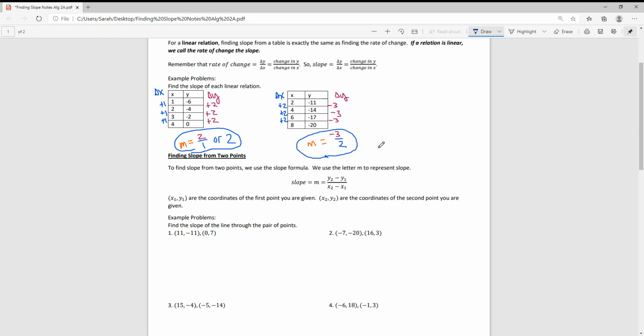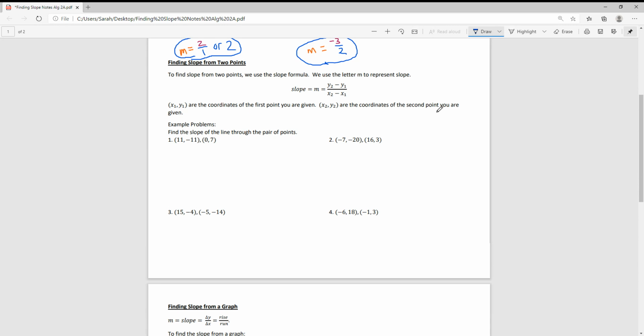It will become more important when we actually go to graph, but always leave your slope as either a fraction or a whole number. Don't change -3 over 2 into -1.5. For graphing purposes, it's actually easier to leave it as this improper fraction. So, finding slope from a table is exactly the same way as finding rate of change from a table. It's your change in y over your change in x.